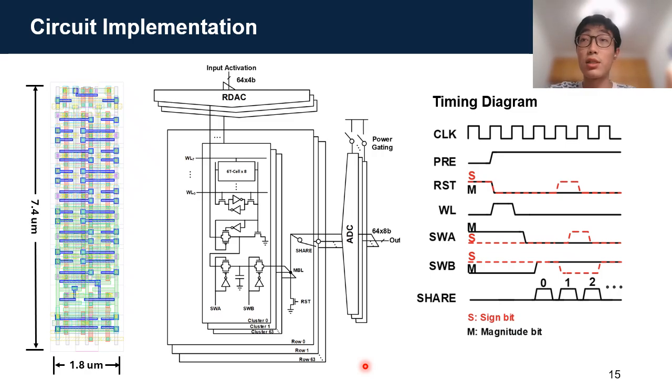The layout of the cluster is on the left, with a MOM capacitor of 4 femtofarad. Each row consists of 64 clusters, and each row shares a switch with its neighbors. There are 64 rows in the array. Each row has an ADC, but since not all ADCs are active, power gating is applied to turn off the unused ones and save energy. The timing diagram is on the right.